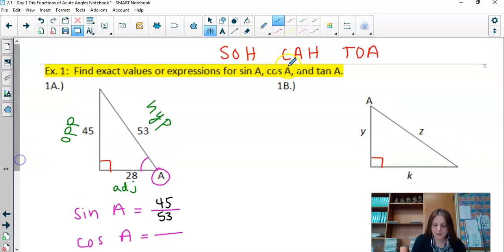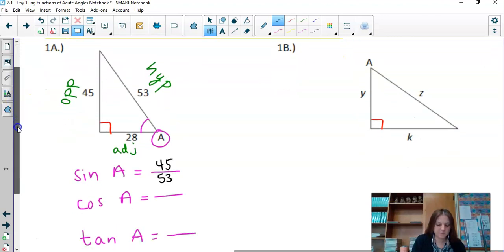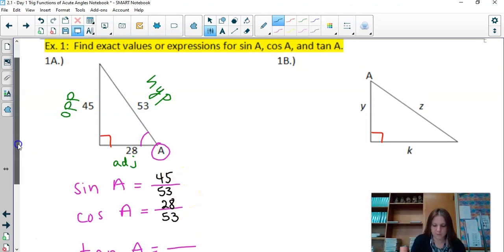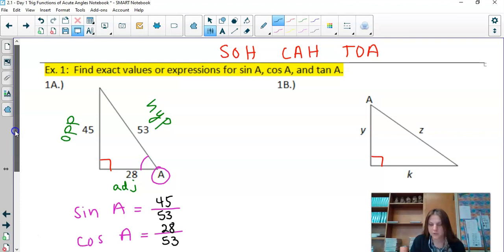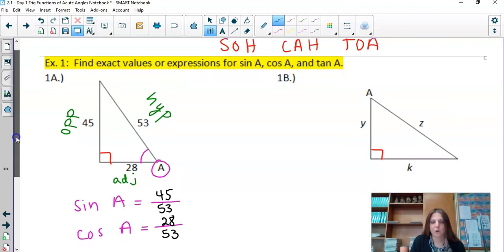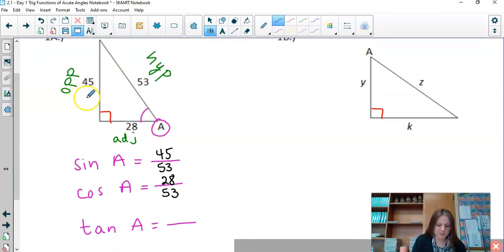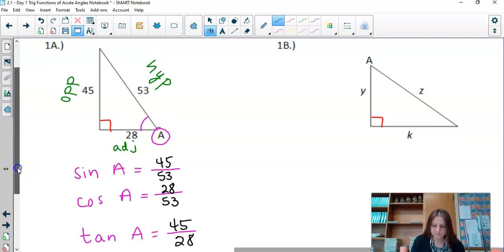The cosine is the adjacent over the hypotenuse. So 28 over 53. Reduce if possible. These two examples here, they don't reduce, so you just leave the fraction in lowest form. Tangent is opposite over adjacent. So opposite over adjacent. And again, reduce when possible.